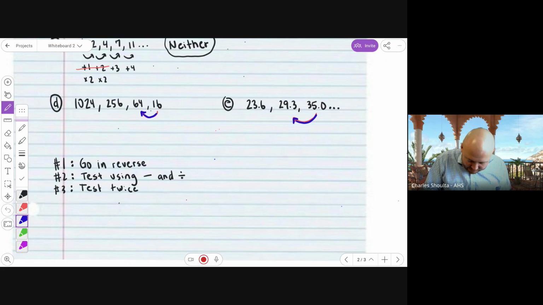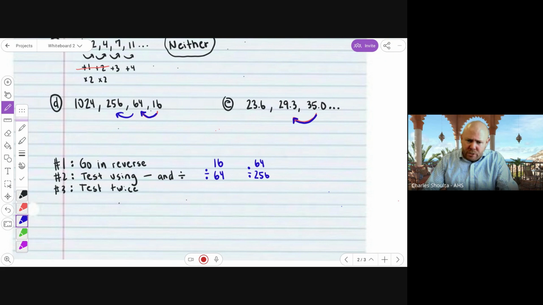So what I mean is go 16 minus 64. And then test twice. 64 minus 256. Now, here's the thing. I wouldn't try minus because we know it's not minus. We know it's not arithmetic because of the gap. So you can skip that and try division. See what you get on both of those times. What you get, if it matches, it will be the answer. You have to run it twice to see if it matches.